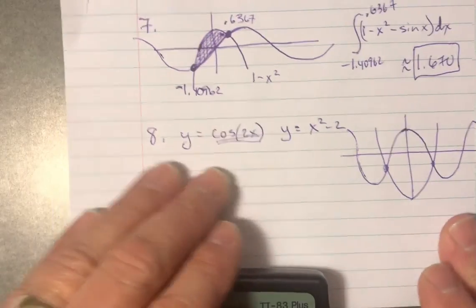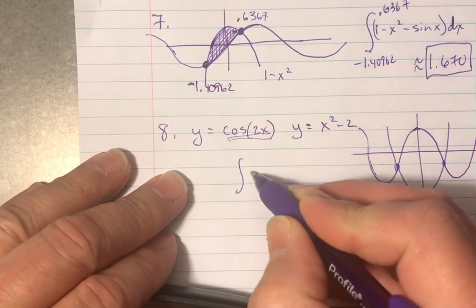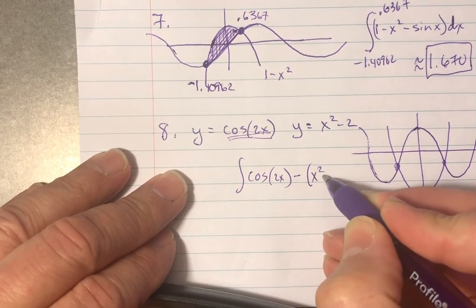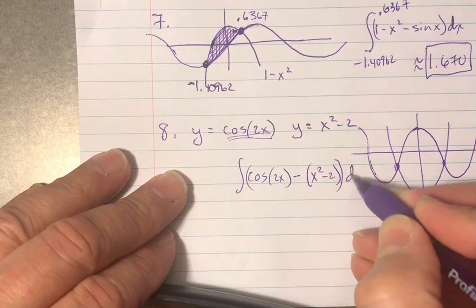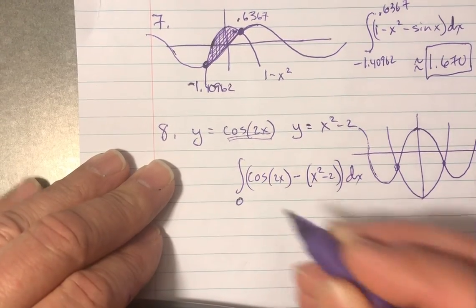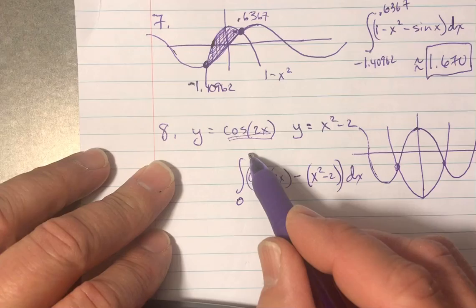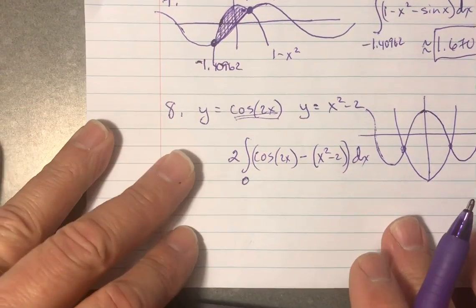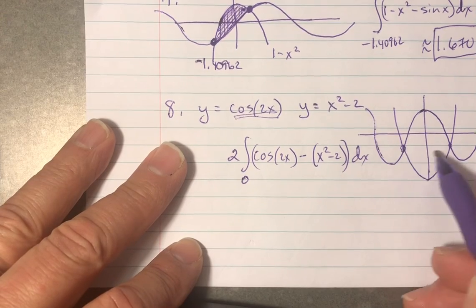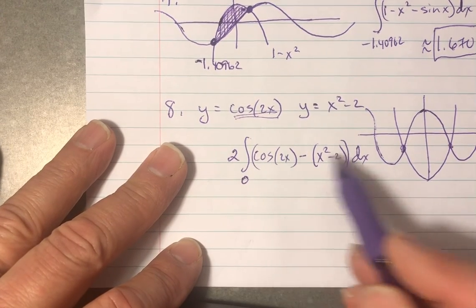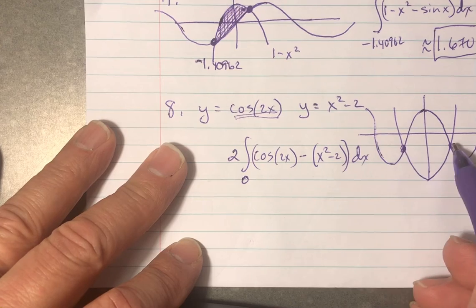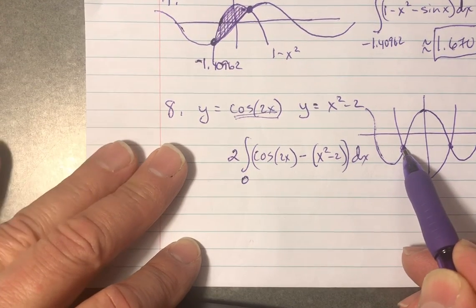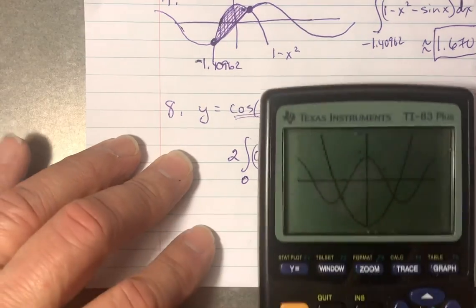So when I set up my integral, it would be cosine of 2x minus x squared minus 2 with respect to x, and then 0 to my point here, and then I'm going to double that. Now again, you don't have to do this. You can integrate from this point to that point, but whatever this x value is, the other will be its opposite. You can double check that.